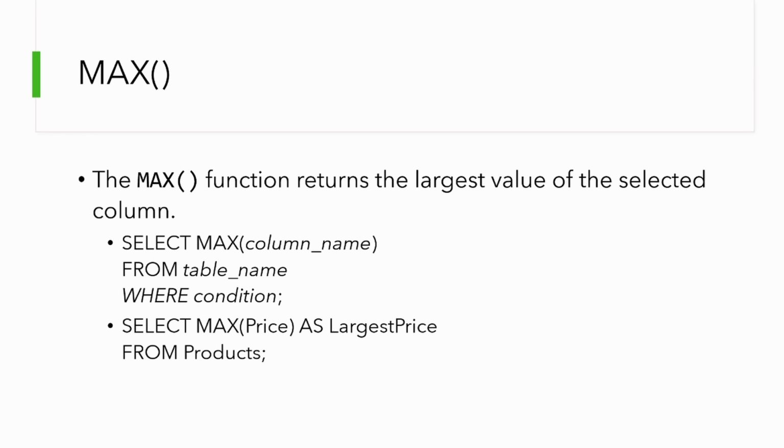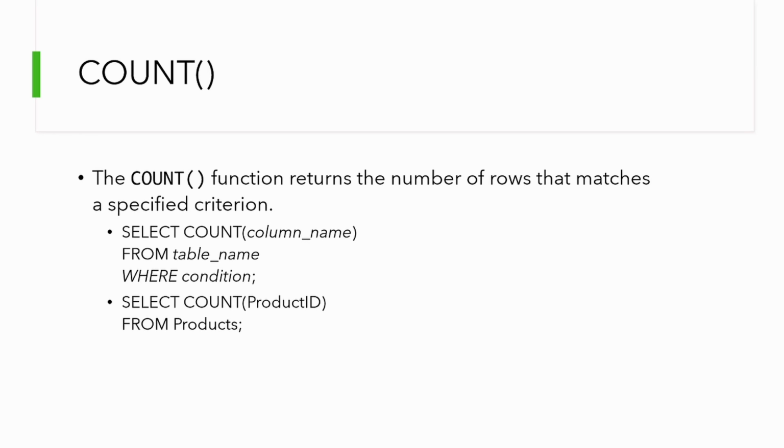Next, we learn what max is. Max is short for maximum, which is the largest value of the selected column. This is the same as the min, the syntax and writing of it. You can go ahead and give a variable and assign it this value, or you can just leave it like it is so that it displays it to you. That's what max does.